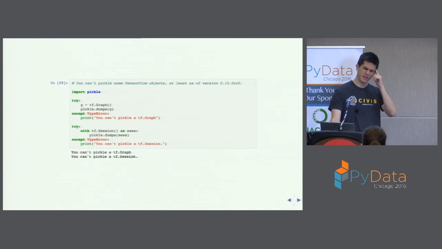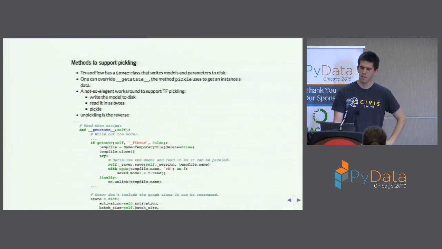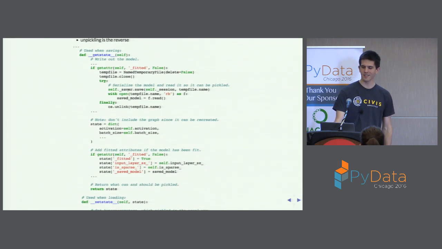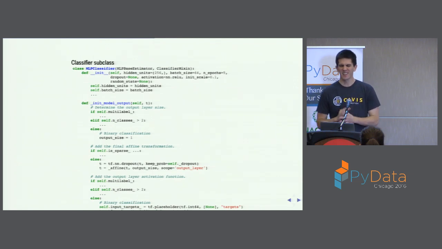One problem is TensorFlow doesn't pickle very well. Maybe there's a better way around this, but I implemented what I would like to call a hack. TensorFlow has a Saver class, but as far as I can tell, it can only write to disk. But thankfully, you can override a __getstate__ method in Python objects that pickle uses when it's trying to save something. So what I actually end up doing is writing the model to disk, reading it in as bytes, and then pickling those bytes, and then undoing that when you want to load it back in. So, kind of crazy. I'm just going to skip over that code in the interest of time. Not that typical.